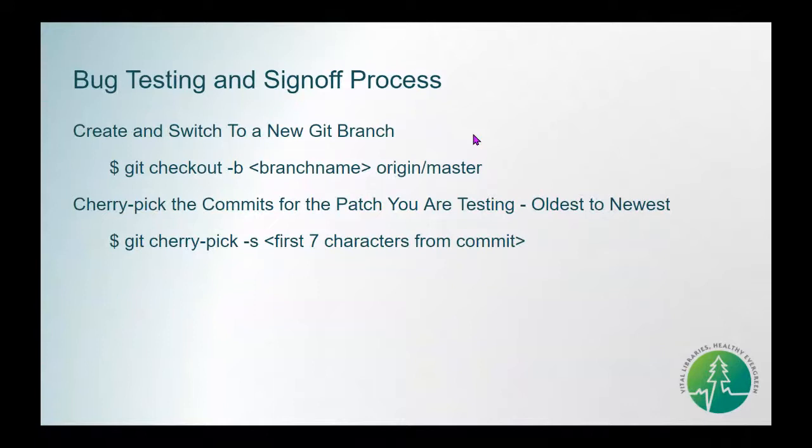So if I want to test a branch, I will create a new Git branch. I usually, using this git checkout -b command, give it a branch name that is the bug number. That just works for me. And if I put origin/master at the end, that means the branch that I'm creating is tracking the master system.